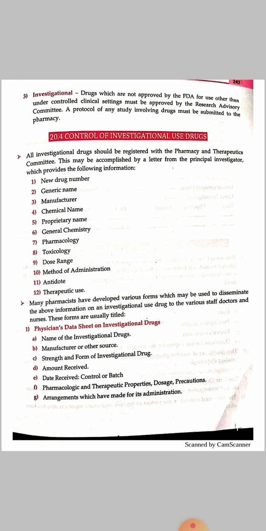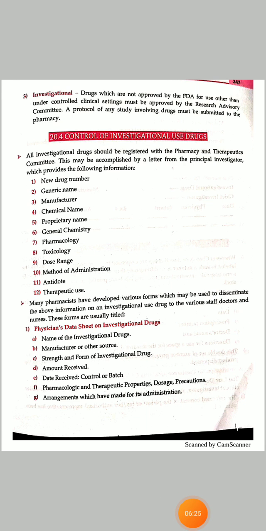So, many pharmacists have developed various forms which may be used to disseminate the above information on an investigational use drug to the various staff doctors and the nurses. So, these are the following titles which have to be kept while giving the information to the physician. So, the physician data sheet on the investigational drug.